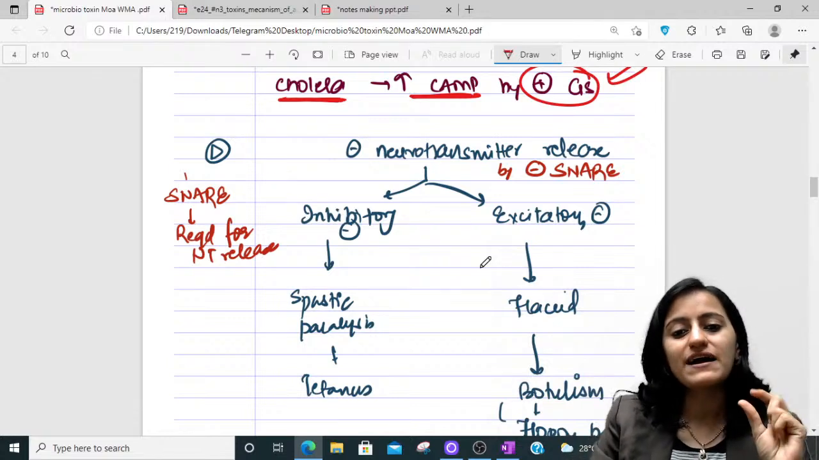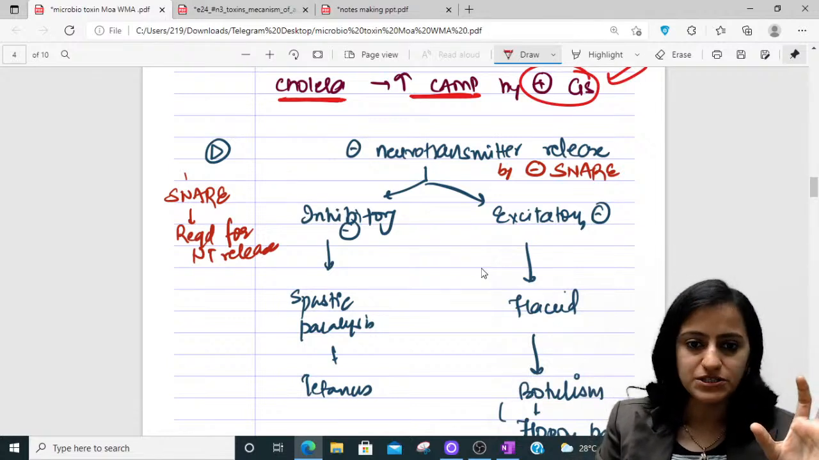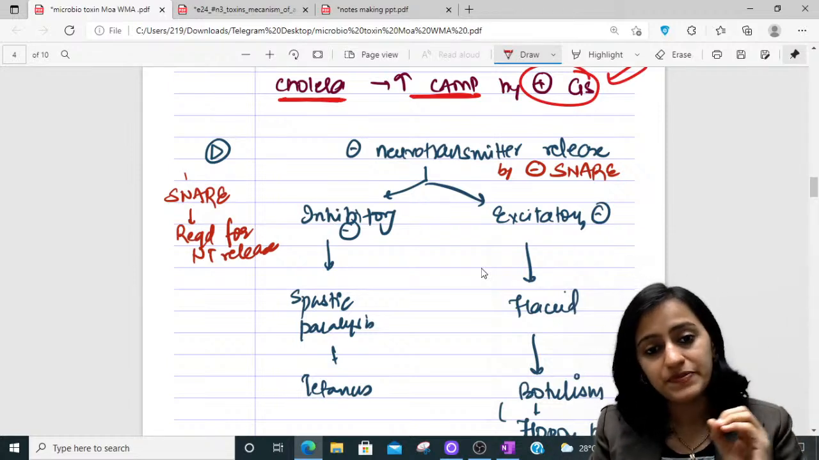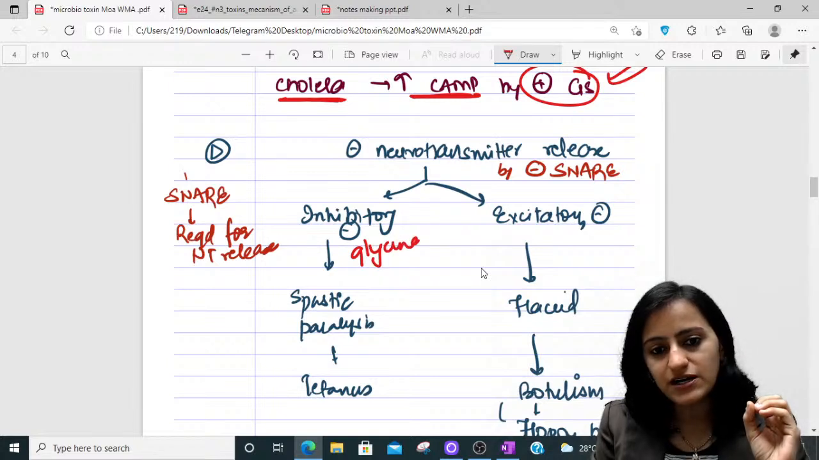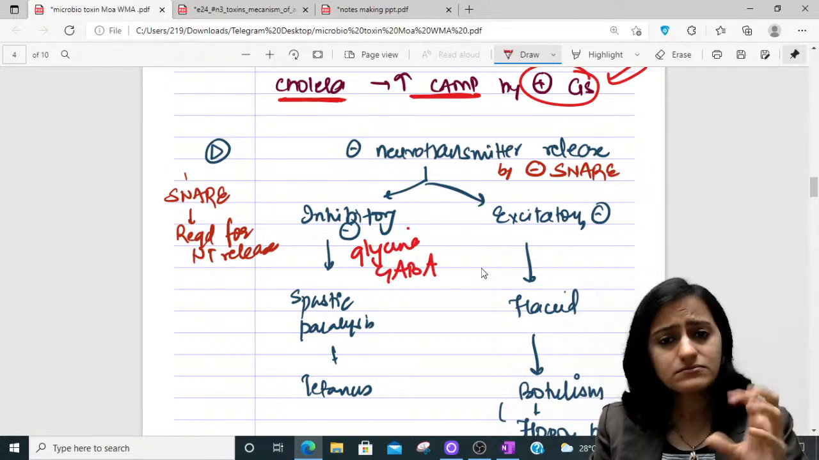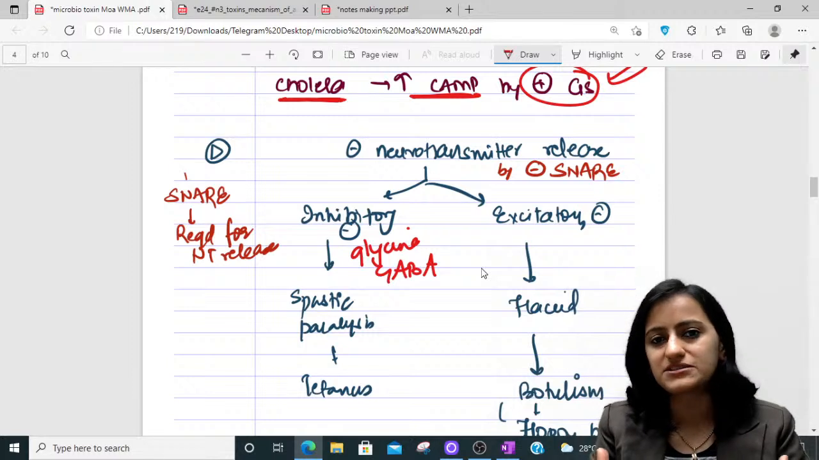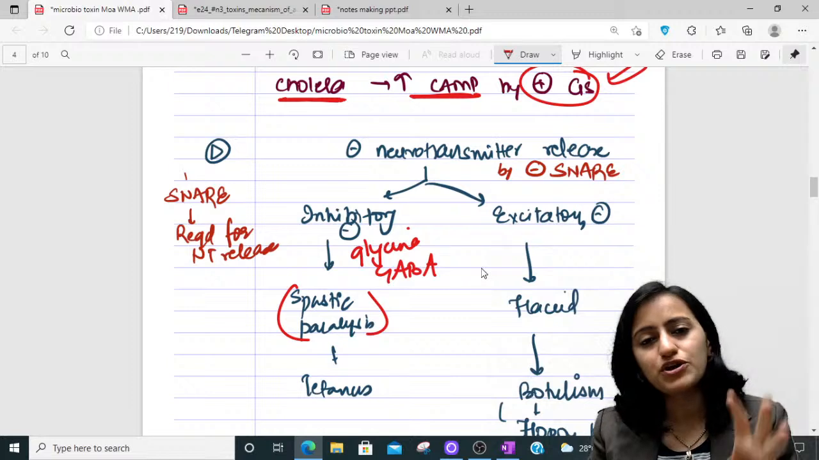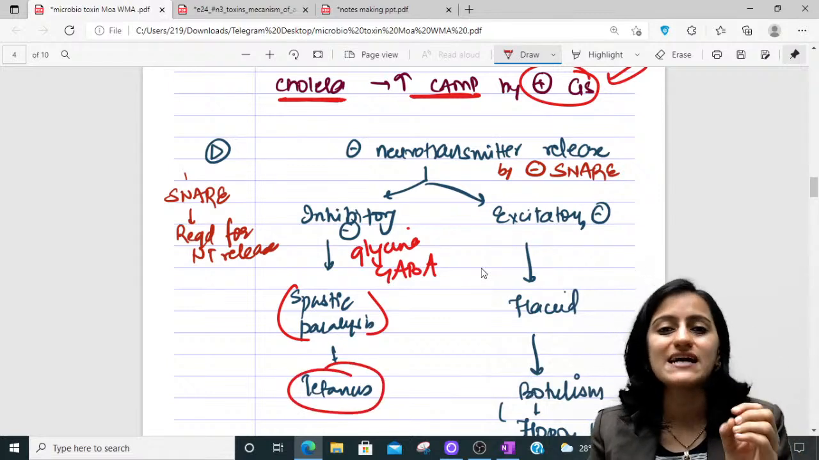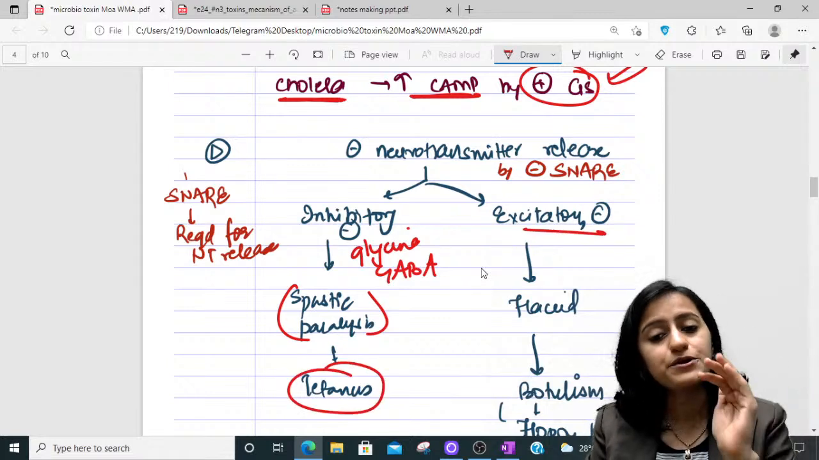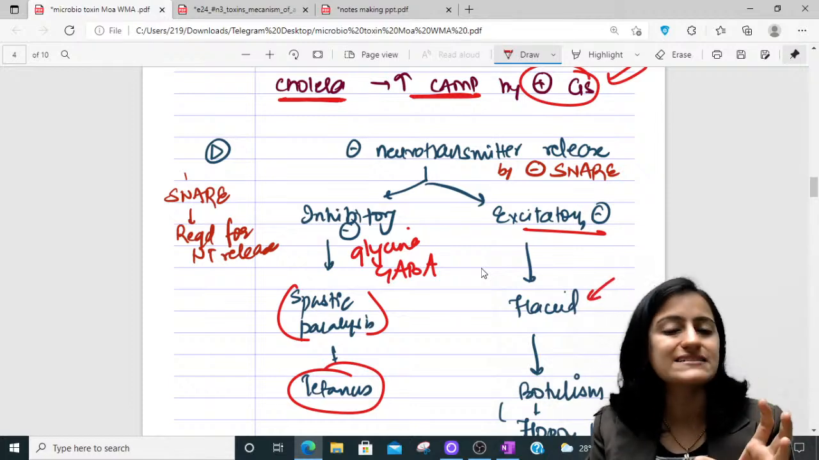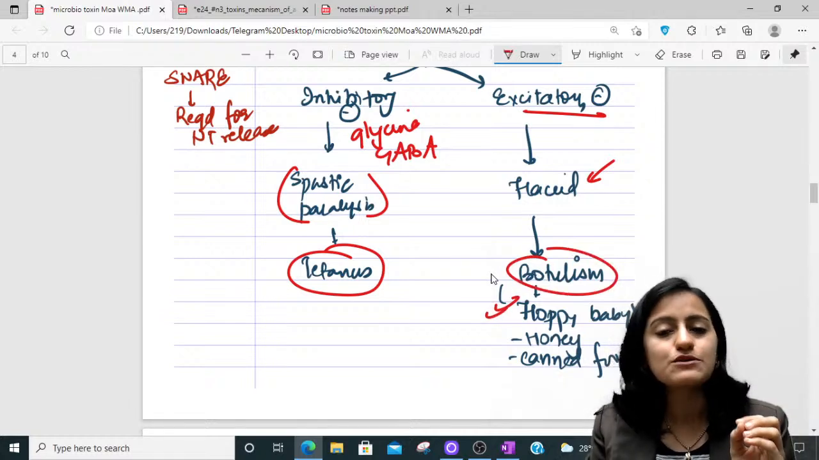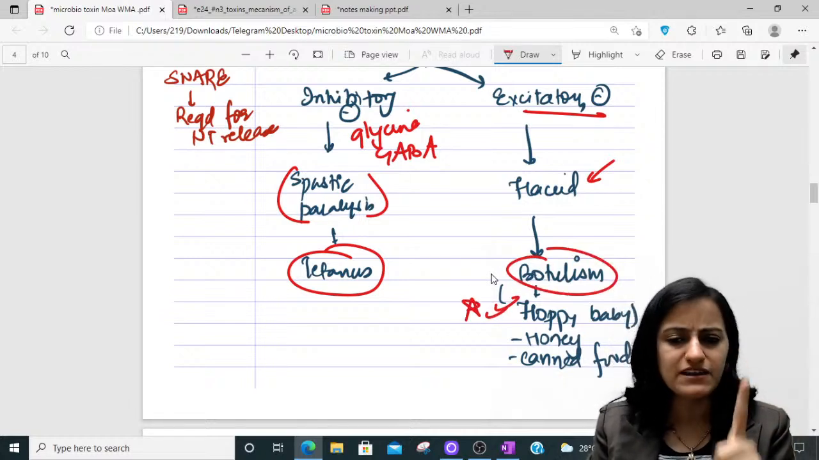Next mechanism of action, neurotransmitter release inhibition. Whether it is inhibiting your inhibitory neurotransmitter or excitatory. Inhibitory neurotransmitters are glycine and GABA. If you inhibit the inhibitory neurotransmitter, that means it's all excitatory, so it is spastic paralysis, which we know is seen with tetanus, Clostridium tetani. When you inhibit your excitatory, it is flaccid paralysis. Flaccid paralysis like floppy baby is seen with botulism. Remember, floppy baby, very, very important.